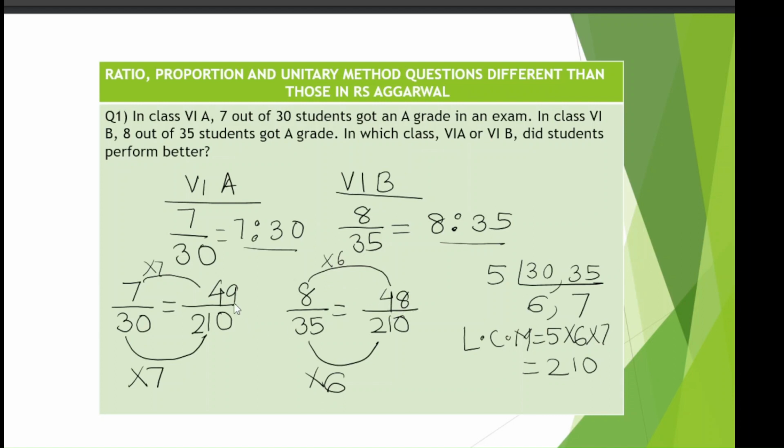Now which is bigger, 49 or 48? Definitely 49 is bigger. So which ratio or which fraction is bigger? 7 is to 30 is bigger. So which section performed well out of the two sections? Definitely grade 6A performed well, right? Because 7 is to 30 is a larger ratio as compared to 8 is to 35. I hope I am clear with this question.